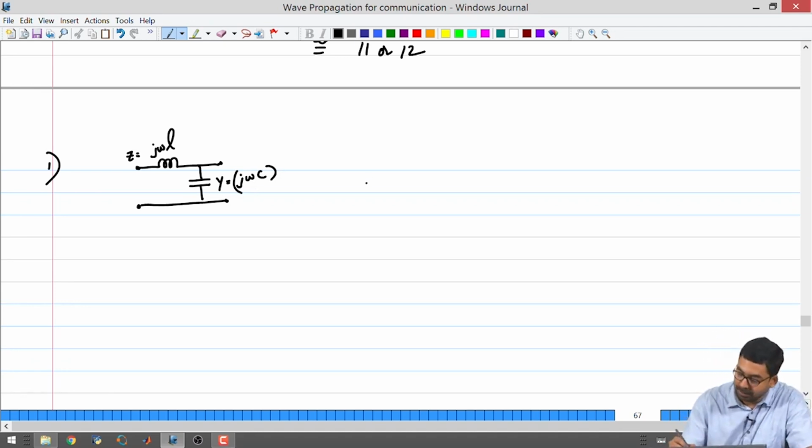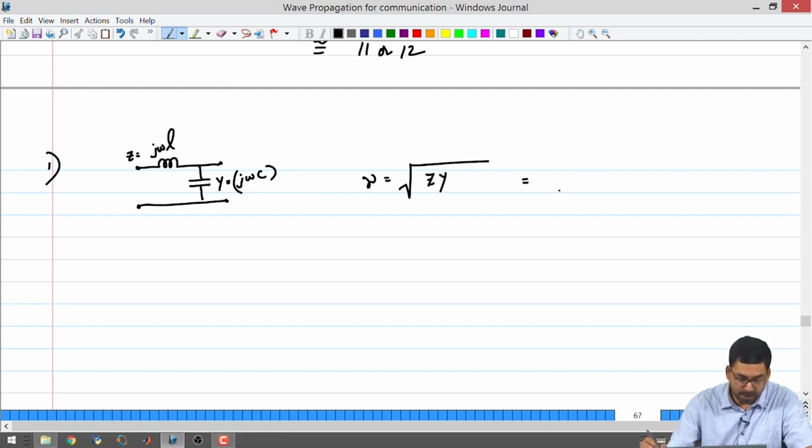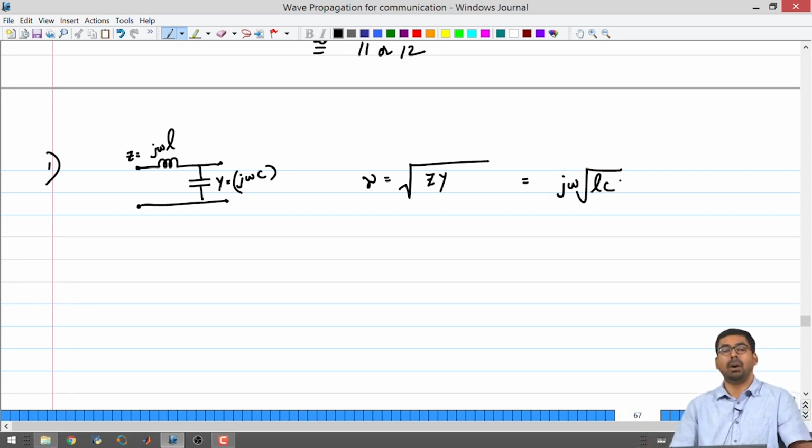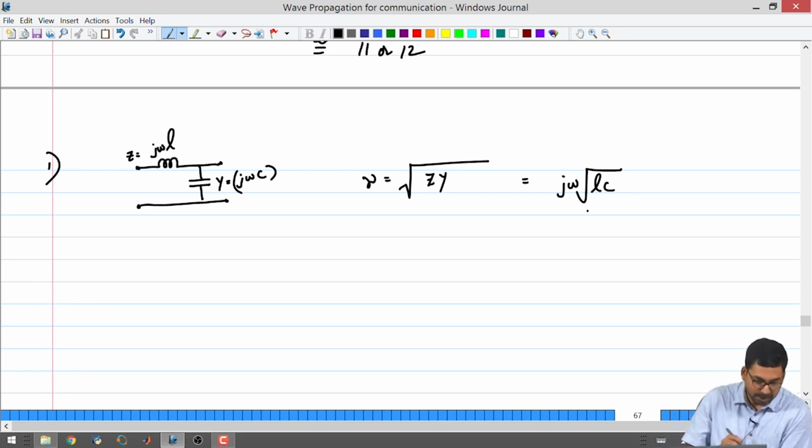From here we could always find out gamma to be equal to square root of z times y, and in this case it is j omega square root L C. This is something that we have already seen. In this case, since gamma has only an imaginary part, you have only a phase constant, you do not have any attenuation constant, which is consistent with the model, you do not have any R and G. This was the most ideal circuit representation of a section of a lossless transmission line. In this case, there is only beta. Beta is omega square root L C.